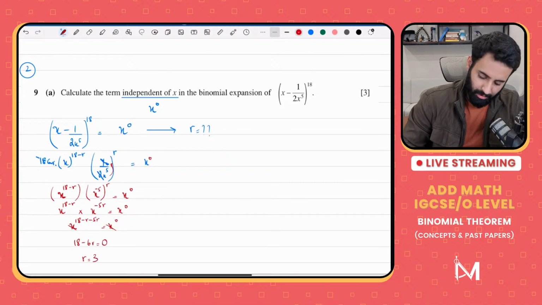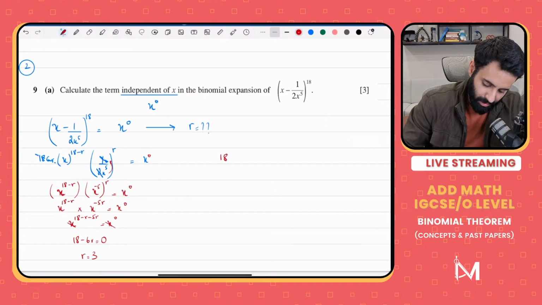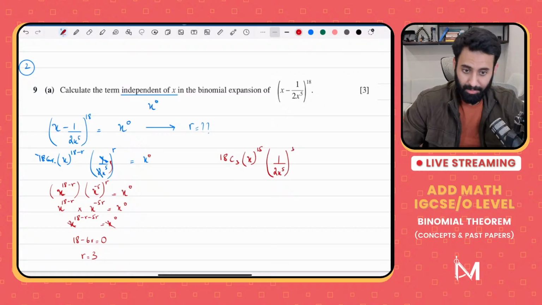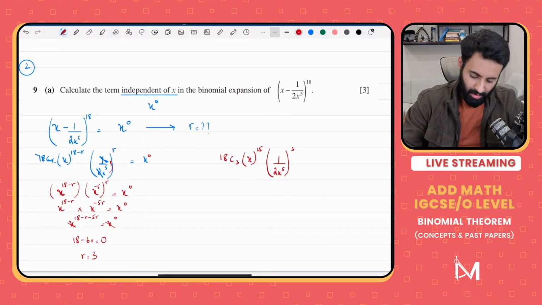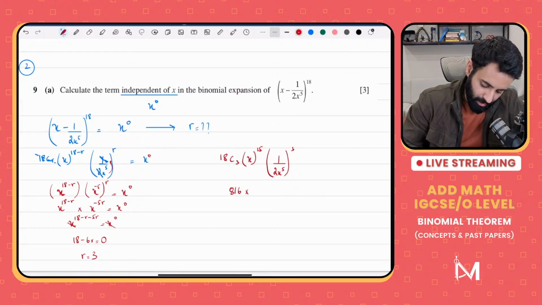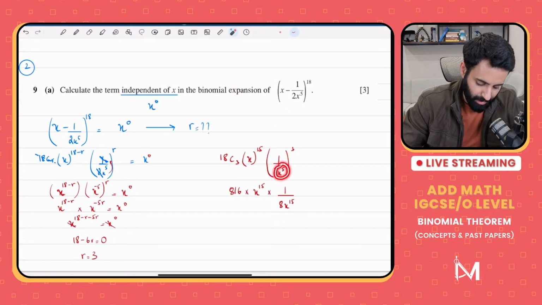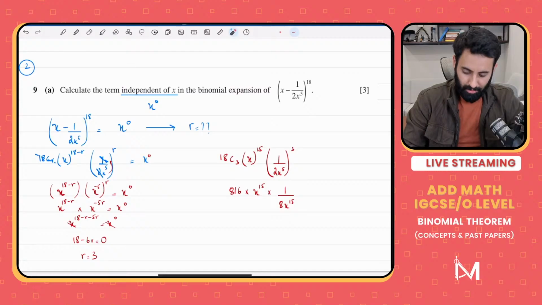Now, not the end of the story. We are now supposed to find out the term that we get with r. So 18c3, x raised to the power 18 minus 3, that's 15, and 1 upon 2x power 5 raised to the power of 3. Let's see what happens. 18c3 हमें क्या देगा? Let's see. 18c3 is 816 into x power 15 into 1 upon 8 x power 15. Why 8? Because we take the cube of 2, and why 15 on the power of x? Because the powers get multiplied.